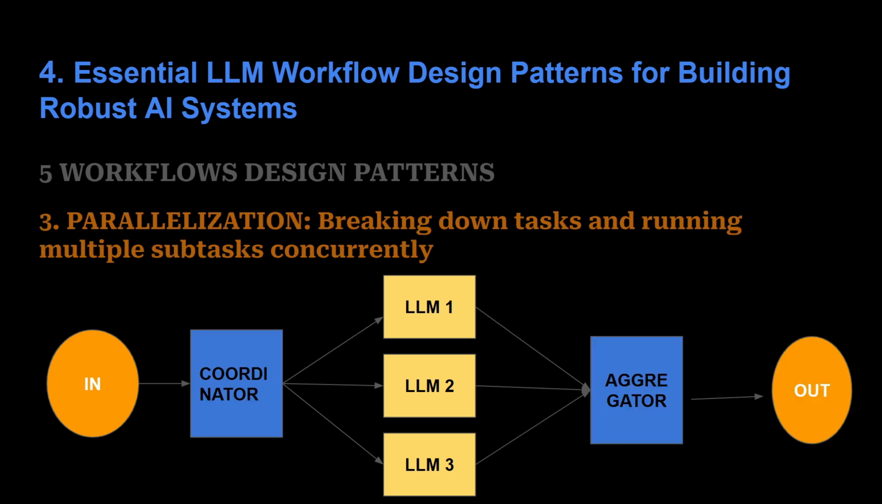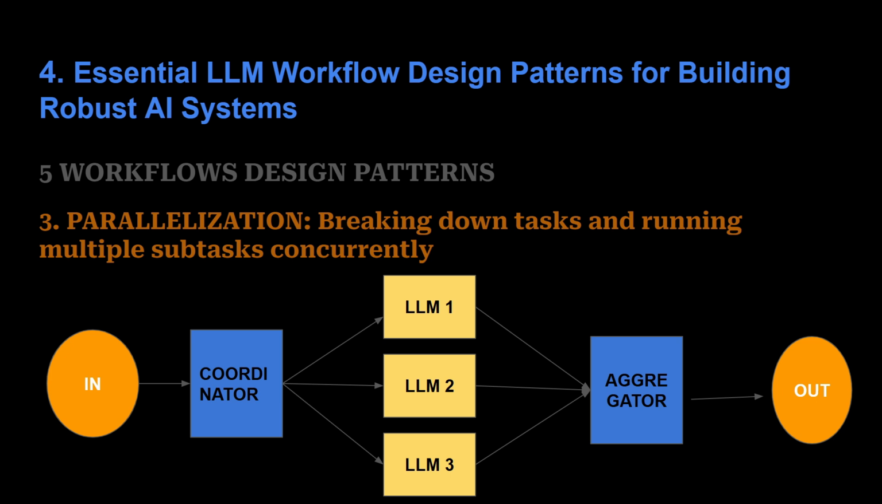Now we will see the third type, that is parallelization. When a task can be broken down into independent parts, why run them one after another? Why not all at once? This pattern involves a coordinator that breaks the input, runs multiple subtasks concurrently using different LLMs, and an aggregator that combines the results back into a final output. This is excellent for reducing latency when processing large inputs, such as getting 3 different summaries of a long article and then combining the best parts.